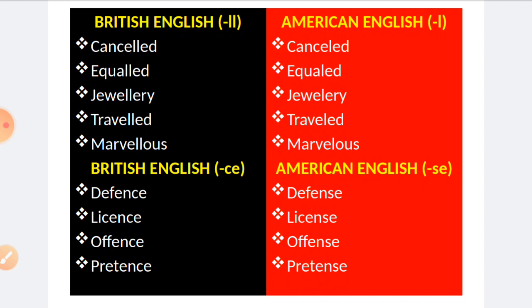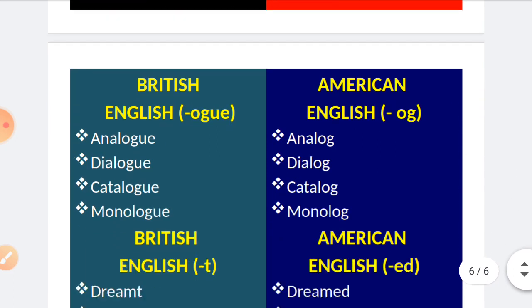So there is another difference. For instance, CE in British English is SE in American English. So words like defence, DEFENCE, that is written as defense with SE in American English. Similarly, license, LICENCE, that's the spelling in British English, whereas in American English the spelling is LICENSE. Similarly, offense, pretense, and so on. That's the next orthographic difference between British English and American English.